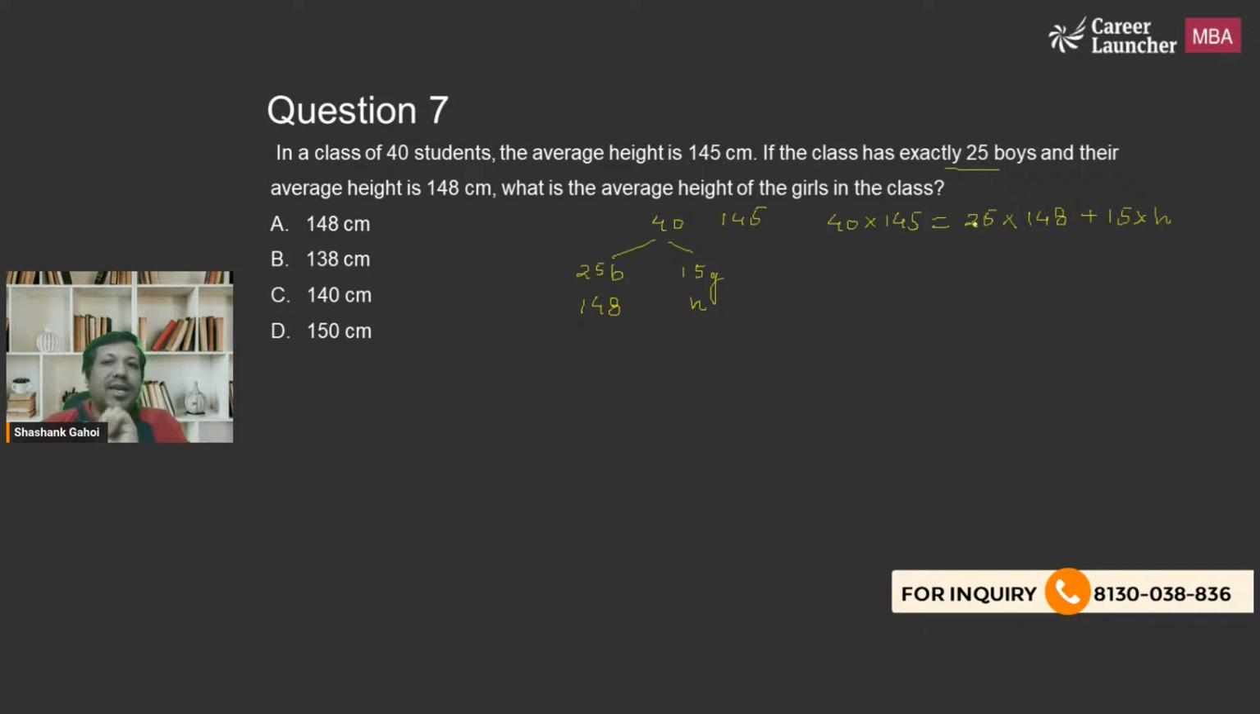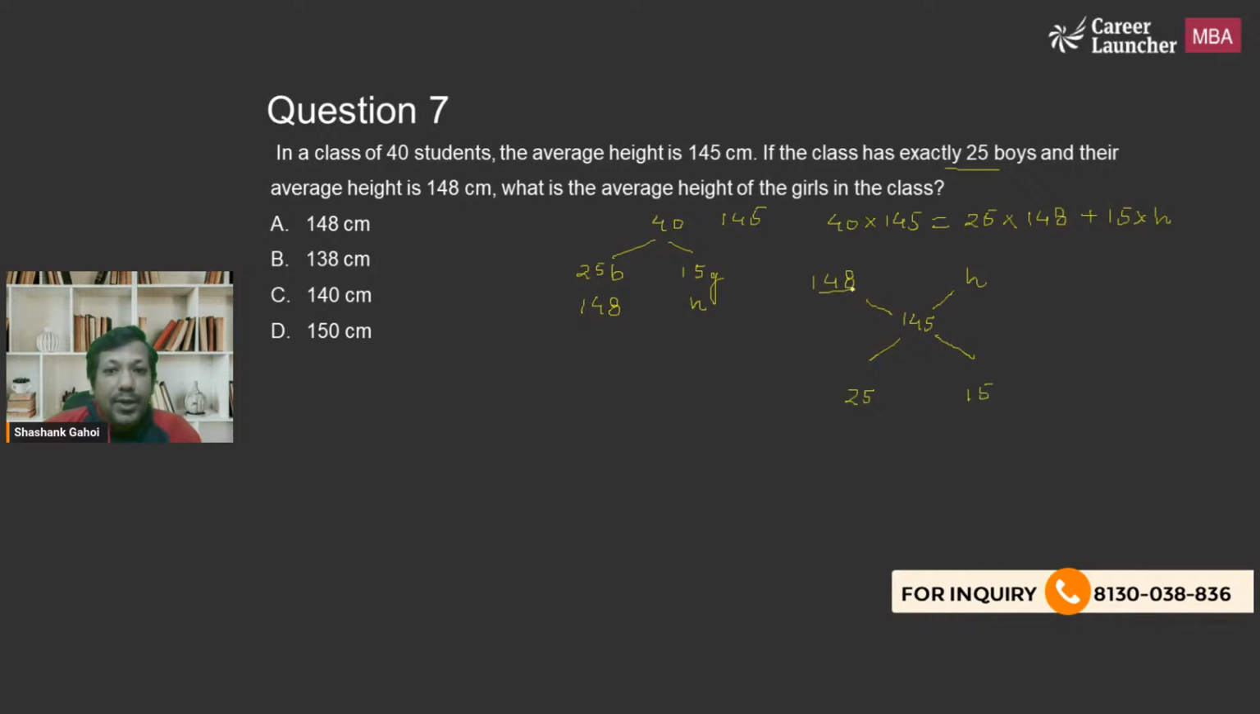But the equation is lengthy. It's not that easy, right? If you have studied the concept of alligation, you can get the answer of this question in a single line. So how? Basically, the average height of boys is 148, the average height of girls is h, and the average height of the class is 145. The number of boys is 25 and the number of girls is 15.